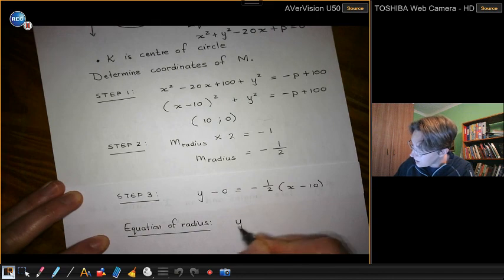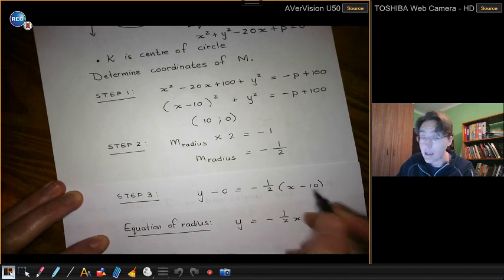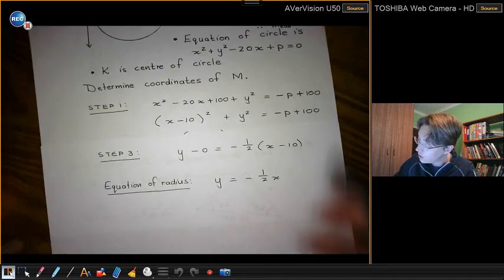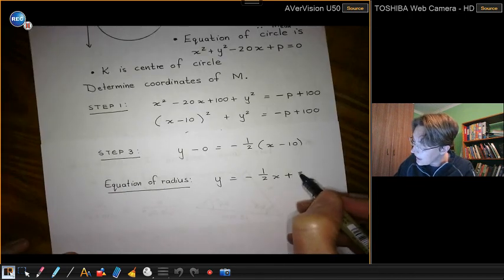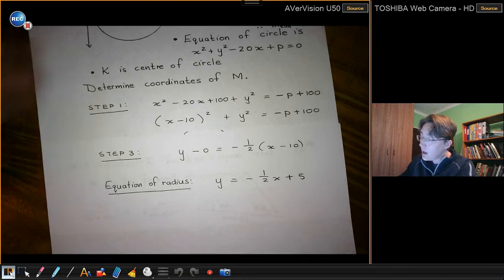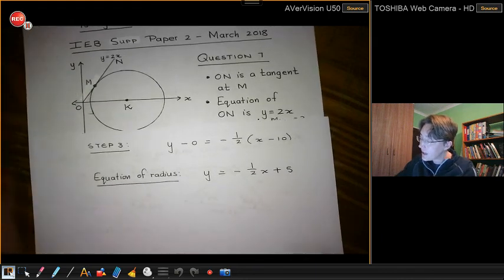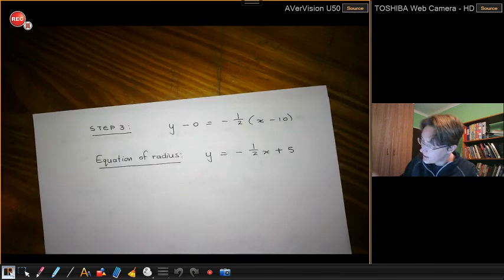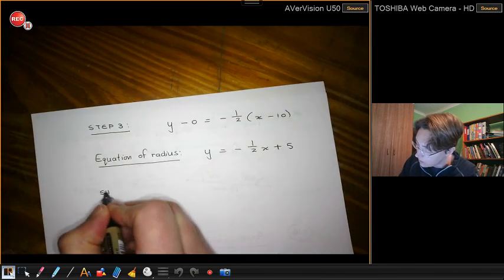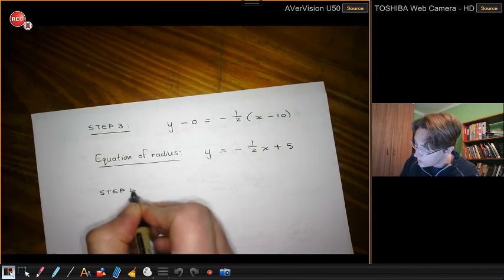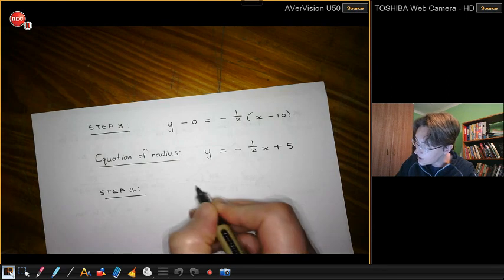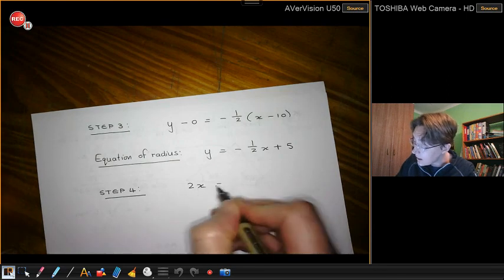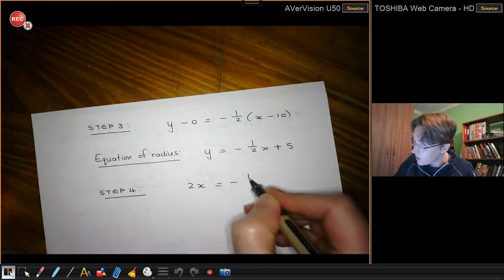So that's going to be y is equal to -1/2 x, and then obviously -1/2 times -10 is going to be equal to +5. Now I've got the equation of the radius, and I had the equation of the tangent because that was given to me at the very beginning. So I can then go and say, step 4, solve these two simultaneously or set them equal. The tangent's equation was y = 2x, and the equation of the radius is y = -1/2 x + 5.